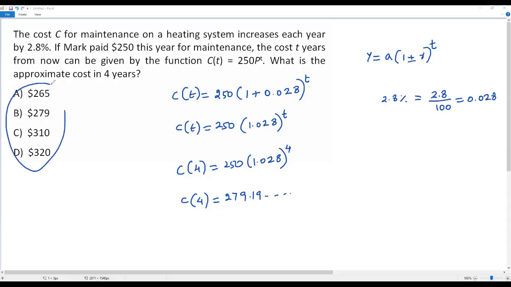Now let's go over the answer choices and pick the one which is very close to this. Clearly in answer choice B, we have $279. That's very close to this value. So the correct answer choice for this question is B.